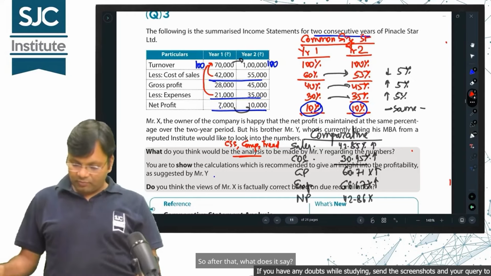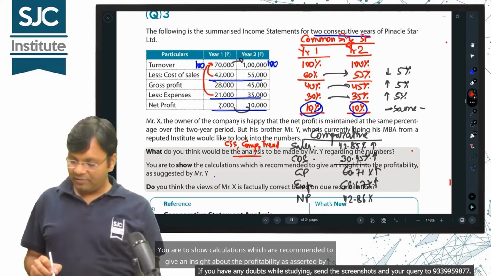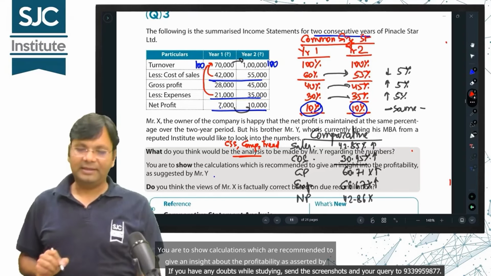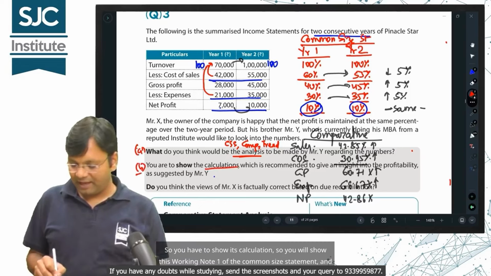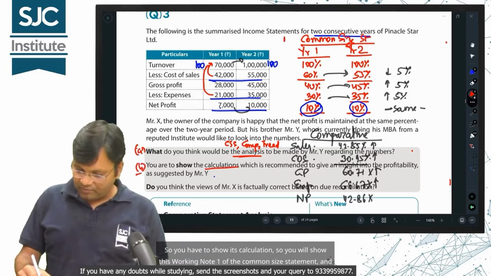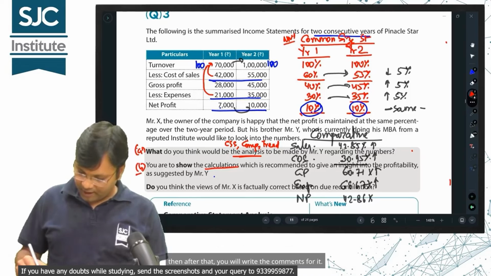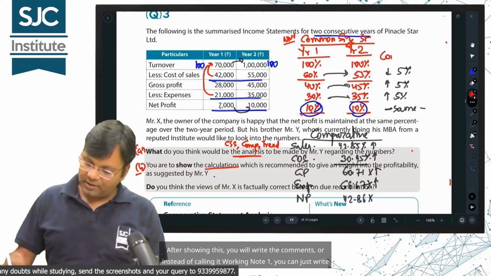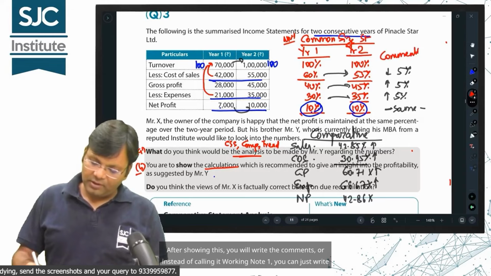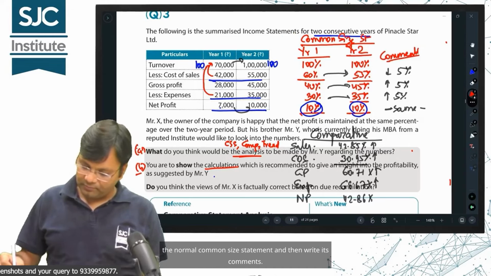So after that, what does it say? You are to show calculations which are recommended to give an insight about the profitability as asserted by Mr. Y. So you have to show its calculation. You will show this working note 1 of the common size statement, and then after that, you will write the comments for it. Or instead of calling it working note 1, you can just write the normal common size statement and then write its comments.